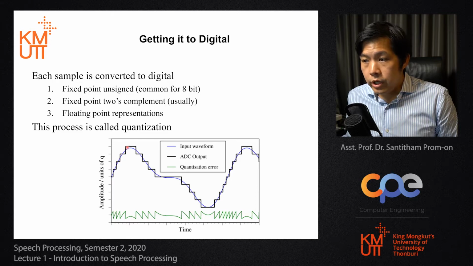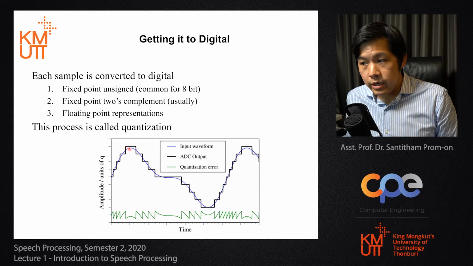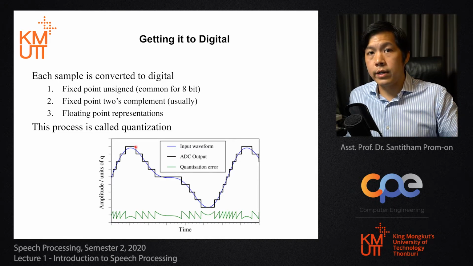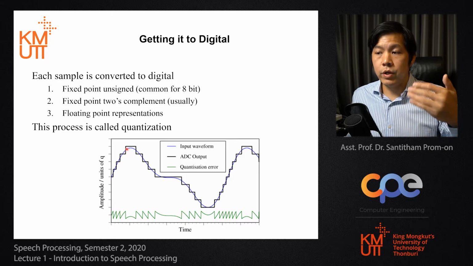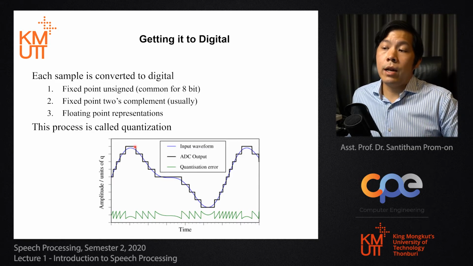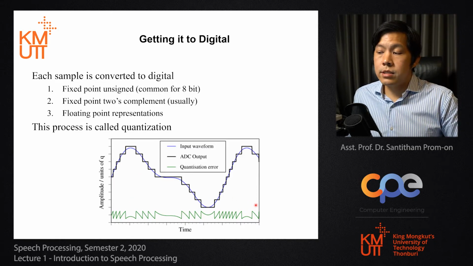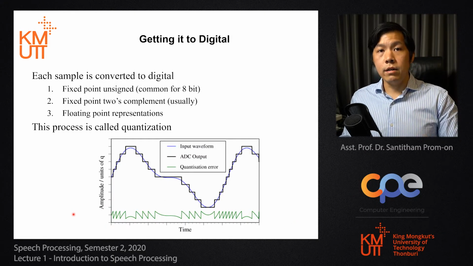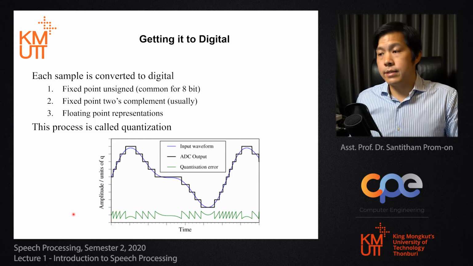For example, you can see here that although the input value is not there on the above, the ADC output would be about here because of the quantization level, because when you round it, it will be the value here. And this creates a certain quantization error down here. This is the error, or the noise, from sampling. This is the process of quantization.